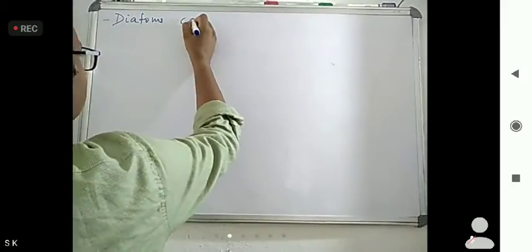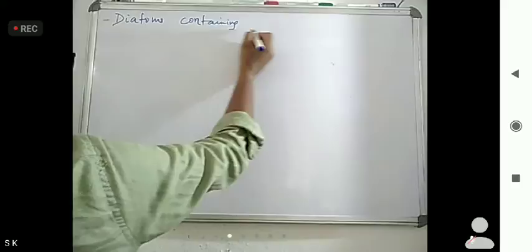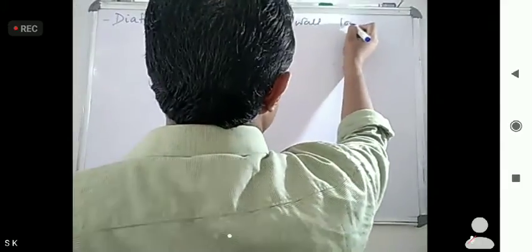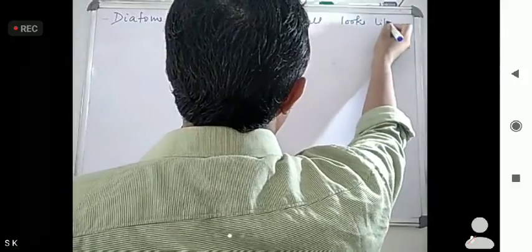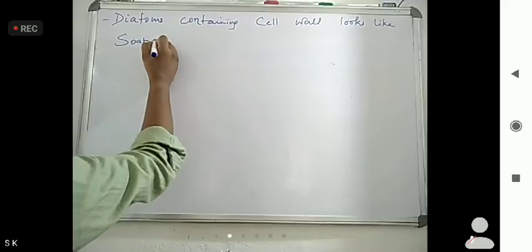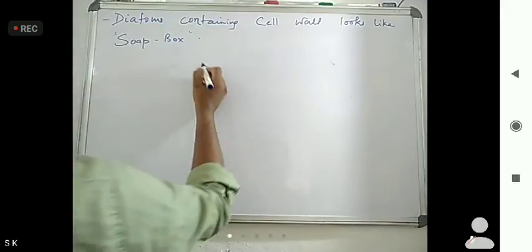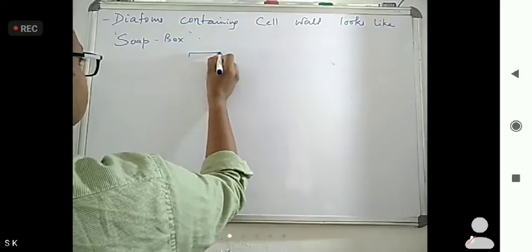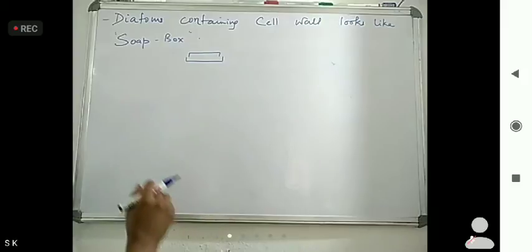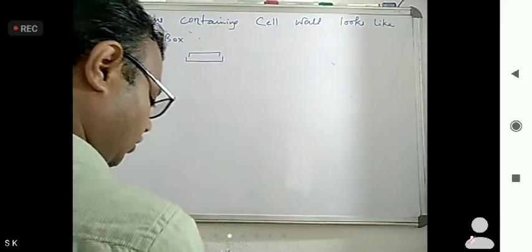Diatoms containing cell wall looks like soap box. Now they are looking like this. Okay, so soap box we are seeing. So this looks like a soap box.